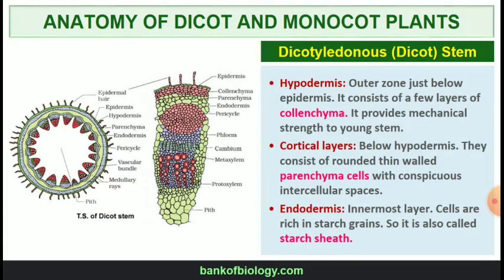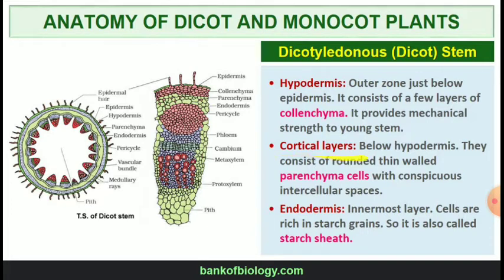The hypodermis. Hypodermis is going to be the outermost zone just below the epidermis. So here you can see this is the epidermis. Below that is present the hypodermis. It consists of a few layers of collenchyma cells, and these collenchyma cells are providing mechanical strength to the young tissue.